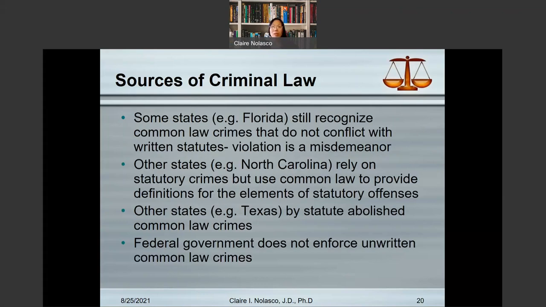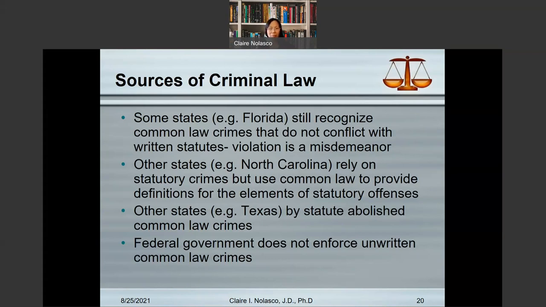With respect to how states consider or interpret common law, some states still recognize common law crimes that don't conflict with written statutes. In these states, the violation of common law is considered a misdemeanor. An example would be Florida.